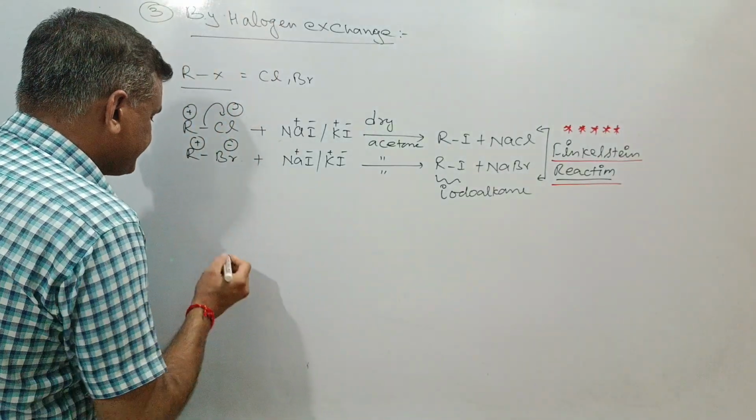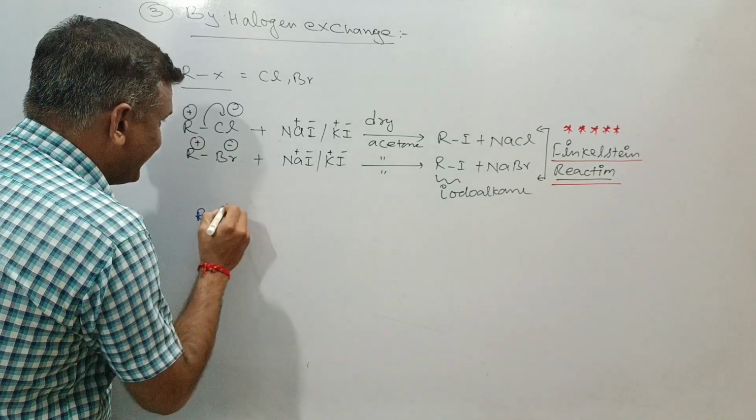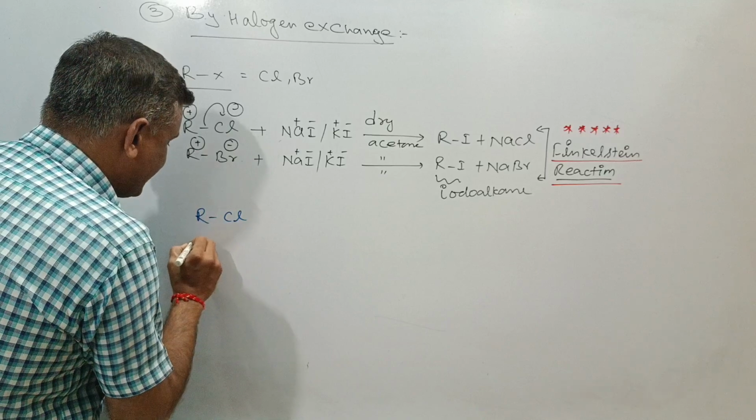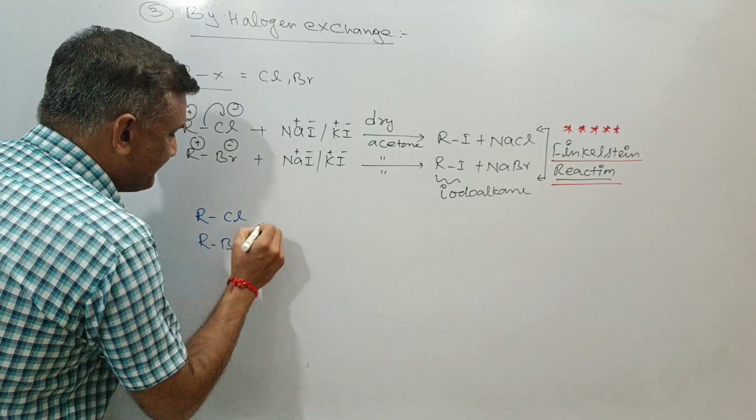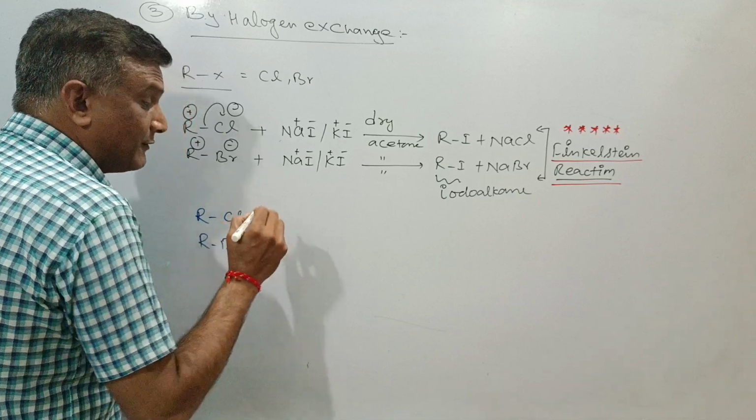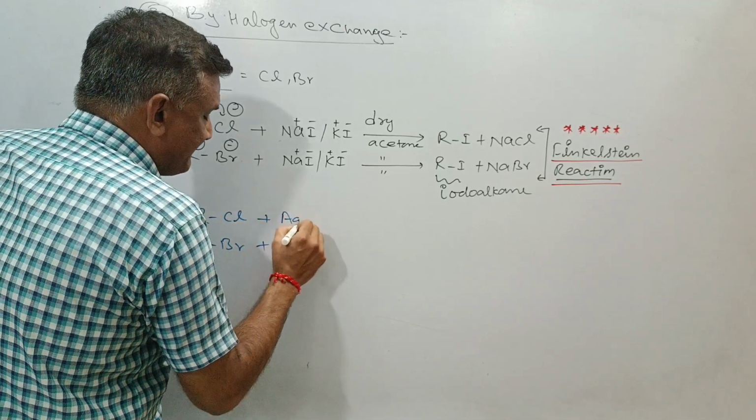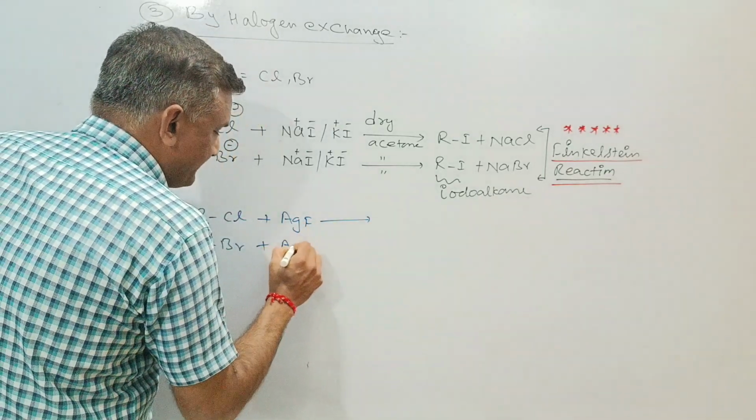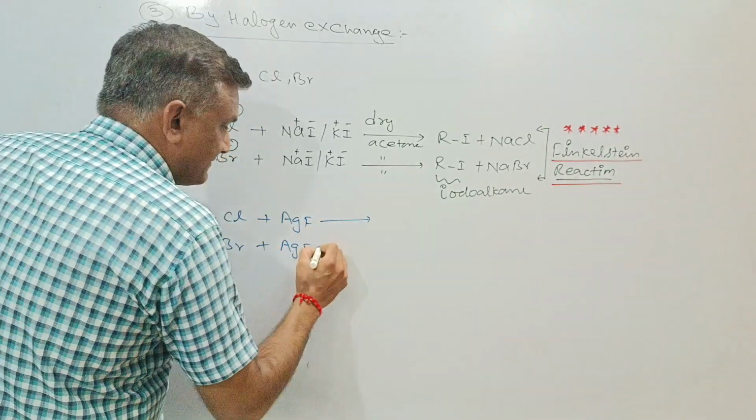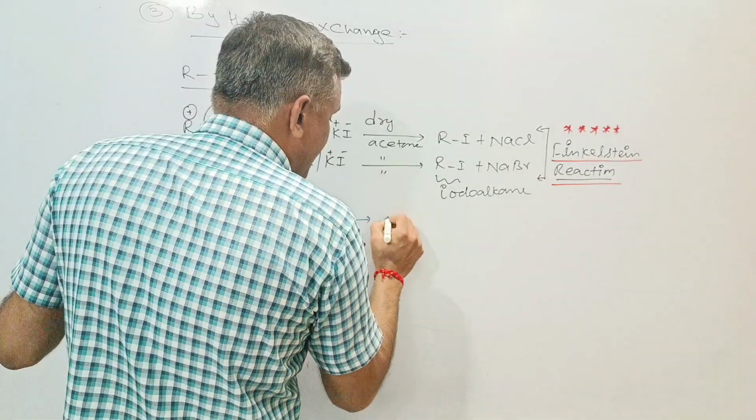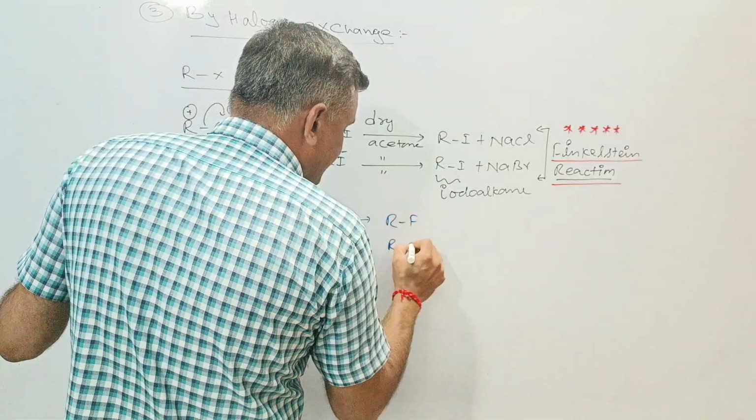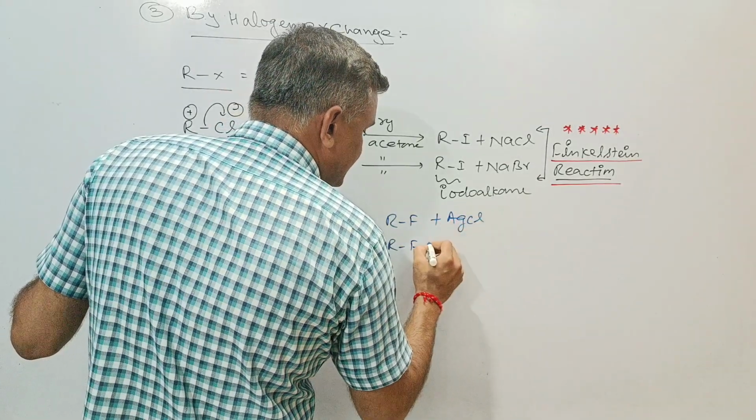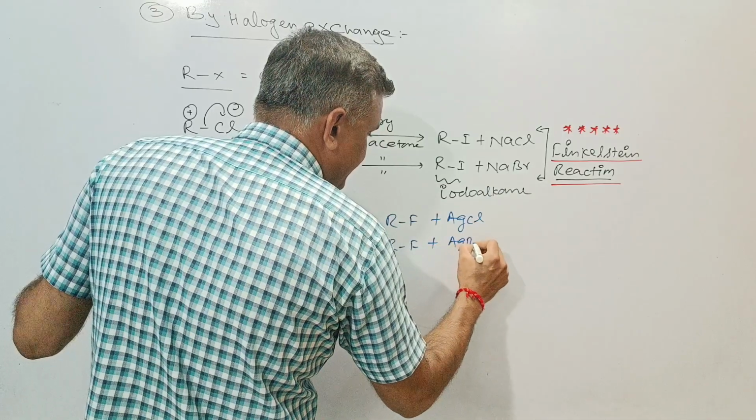This is again your alkyl halide, suppose Cl and Br also, and if you want to change them to fluoride, then you can take AgF. Here there will be formation of RF as fluoroalkane plus AgCl, and AgBr.